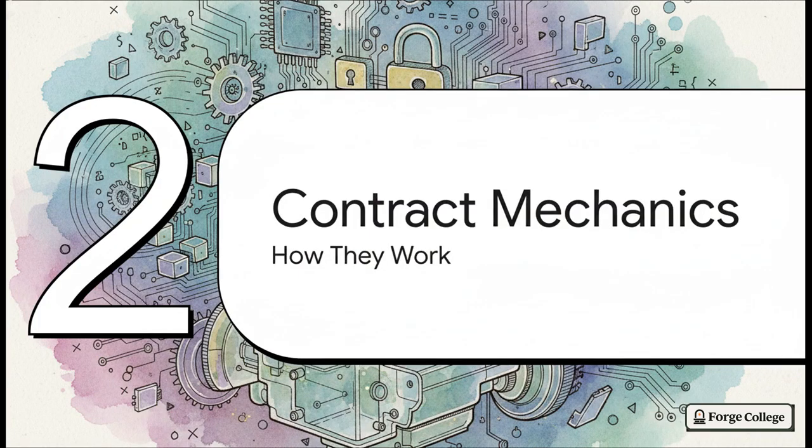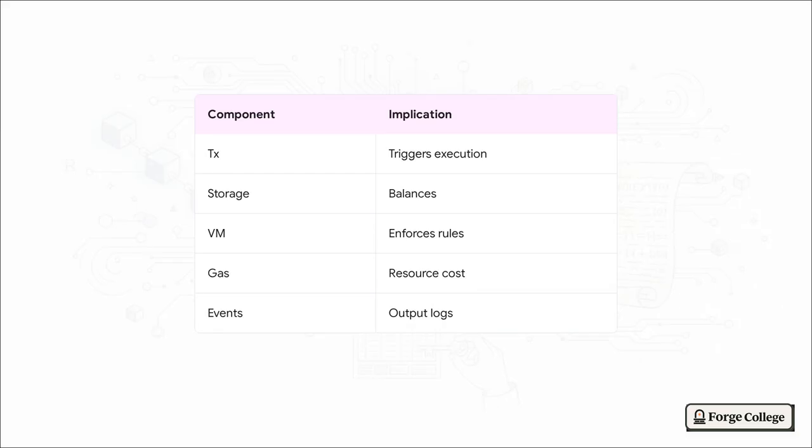Moving on to Section 2, mechanics of smart contracts. Let's look under the hood. Okay, so here are the 5 main components making this whole system tick. You've got transactions, which act as the trigger based on user intent, contract storage, which is basically the long-term memory for identities and balances, the deterministic virtual machine, which is the engine actually running the code, then you have gas, which is the fuel, and events, which act as the output signals.